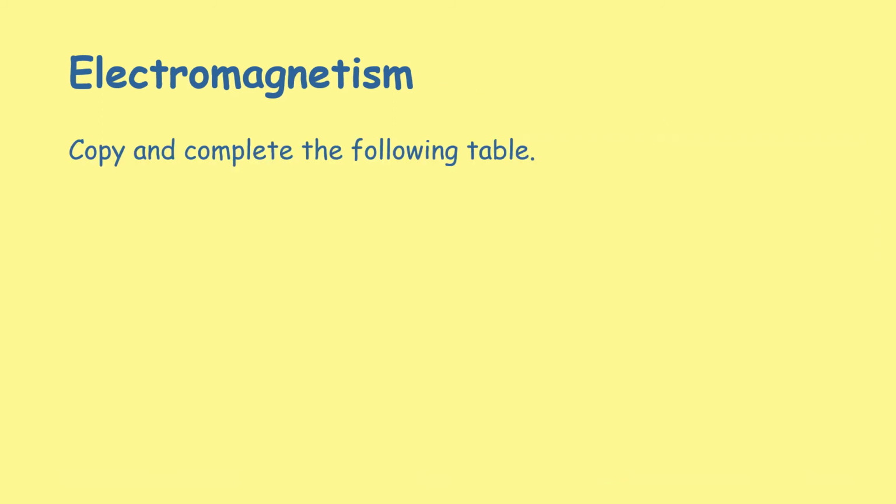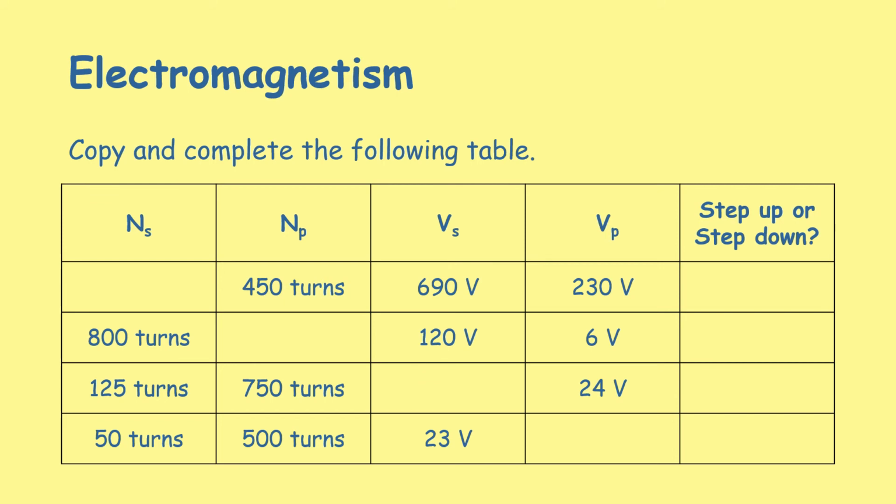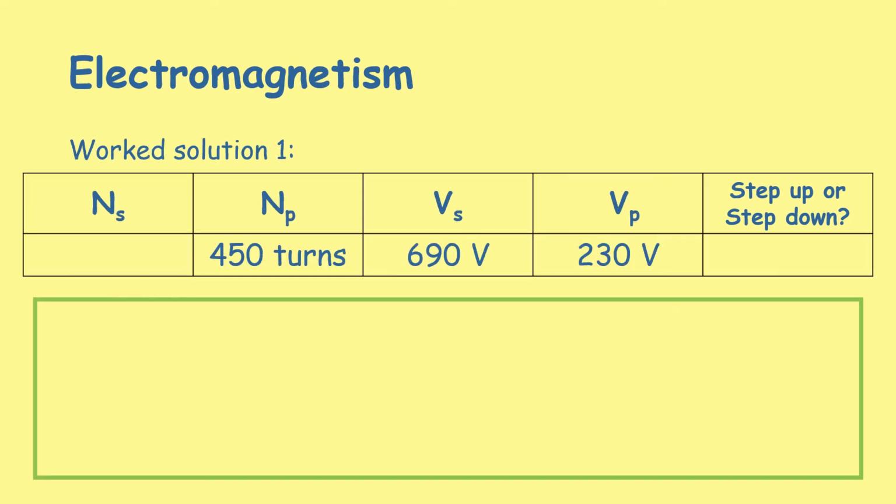Copy and complete the following table. You can pause here to give yourself some time to copy the table. Now we're going to go through each solution one by one. So here we have to work out NS, and we're given NP, VS and VP, and then we need to state whether it's a step up or a step down transformer. So using our equation, NS over NP equals VS over VP. Normally I would write down the numbers on the left hand side, but here, because we're given them in a very clear format in the table, it's not completely necessary.